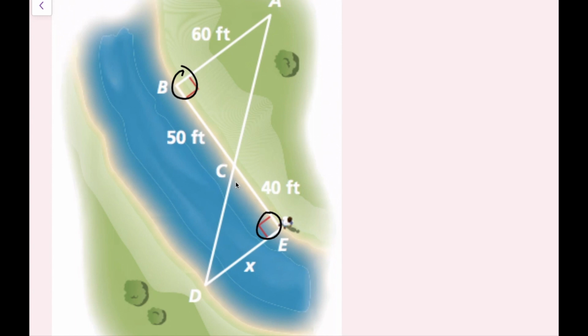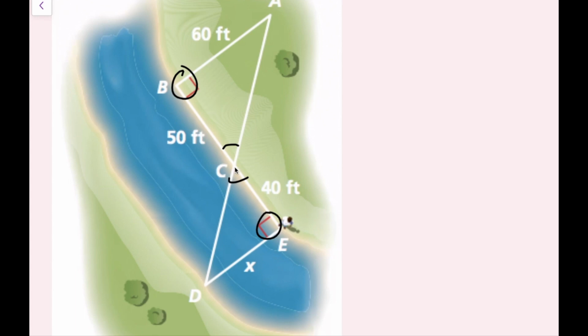If you look at this angle right here and this angle right here, these are vertical angles, and I know vertical angles are congruent. So this angle and this angle are congruent. So I've just proven that ABC and DEC are going to be similar triangles. And because I know that they're similar now, I can use the fact that similar triangles have proportional side lengths. So that means I can write a proportion.